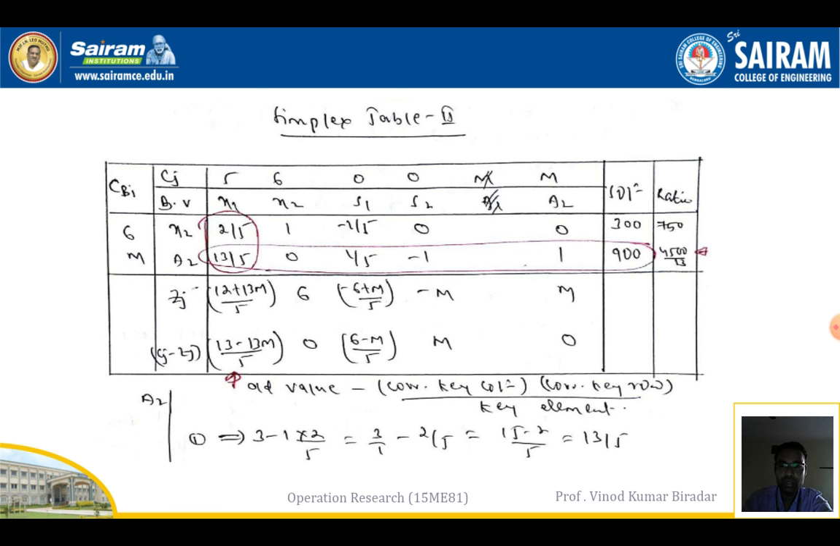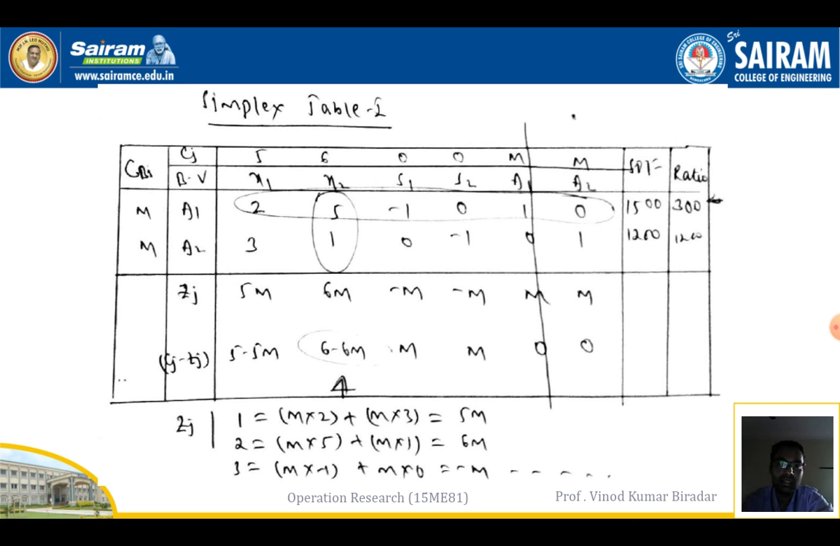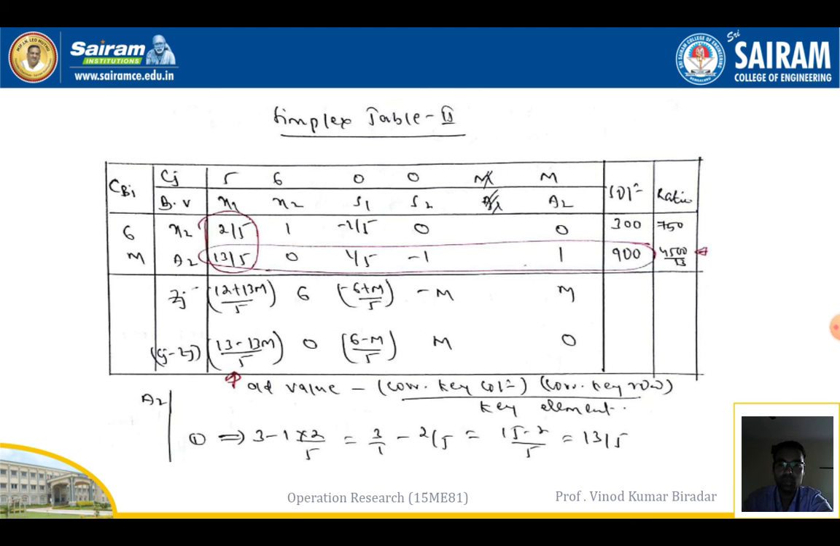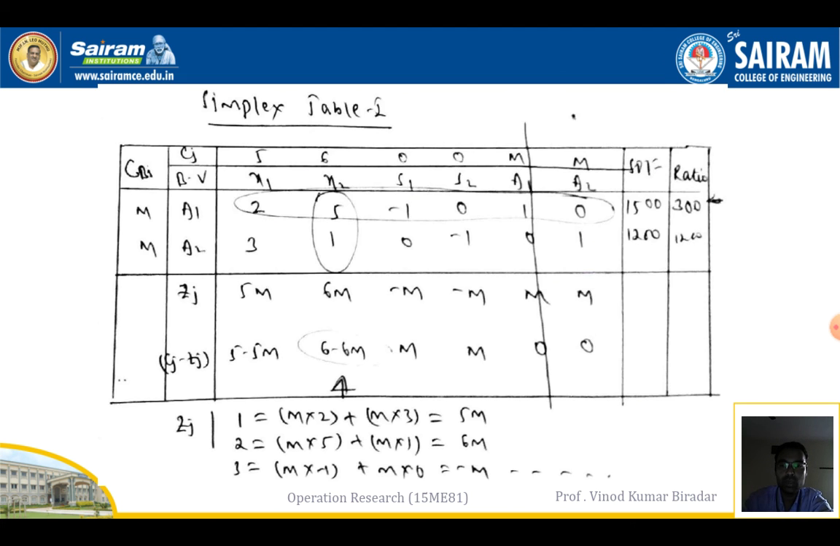So the formula is there: only the key intersection element you divide by that procedure. The remaining values are entered by this formula. The old value formula is: old value minus corresponding key column into corresponding key row, divided by key element. So here I will show one.